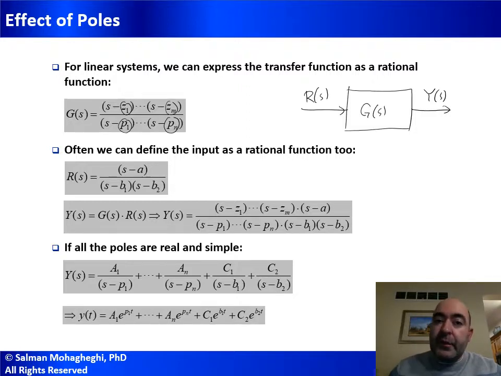All of these can be defined and expressed as a rational function in Laplace domain. So let's say my input, to be generic, consists of one zero at A and two poles at B1 and B2. The output of this system is going to be the transfer function multiplied by input. If you multiply both these functions by one another, this is what you will get for the output.